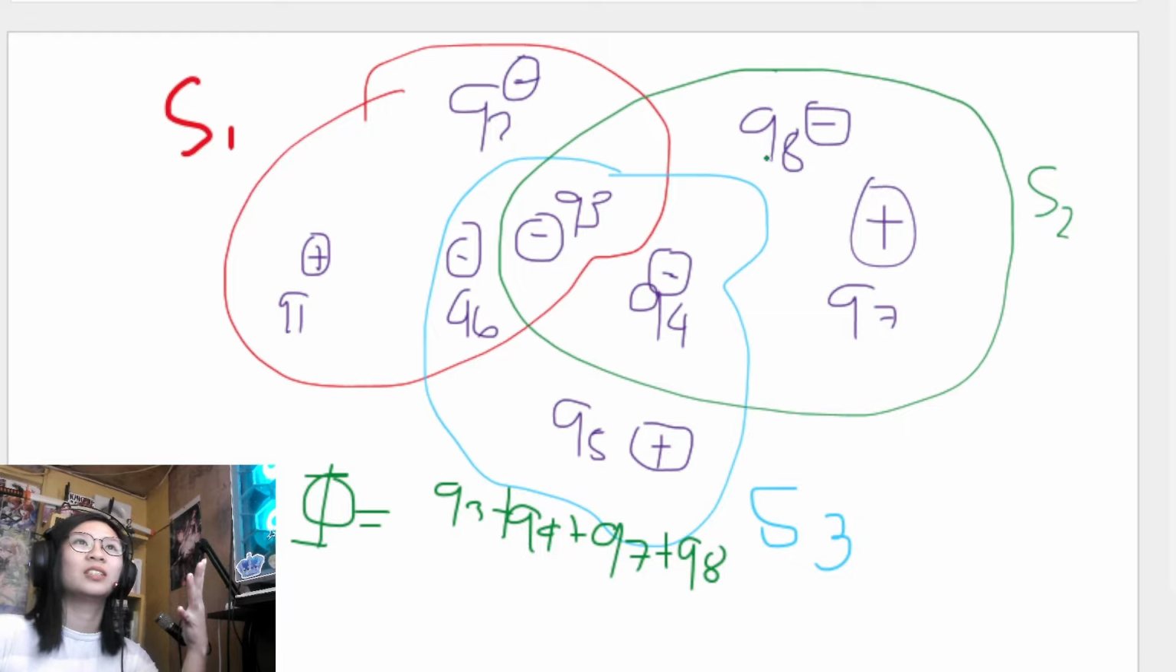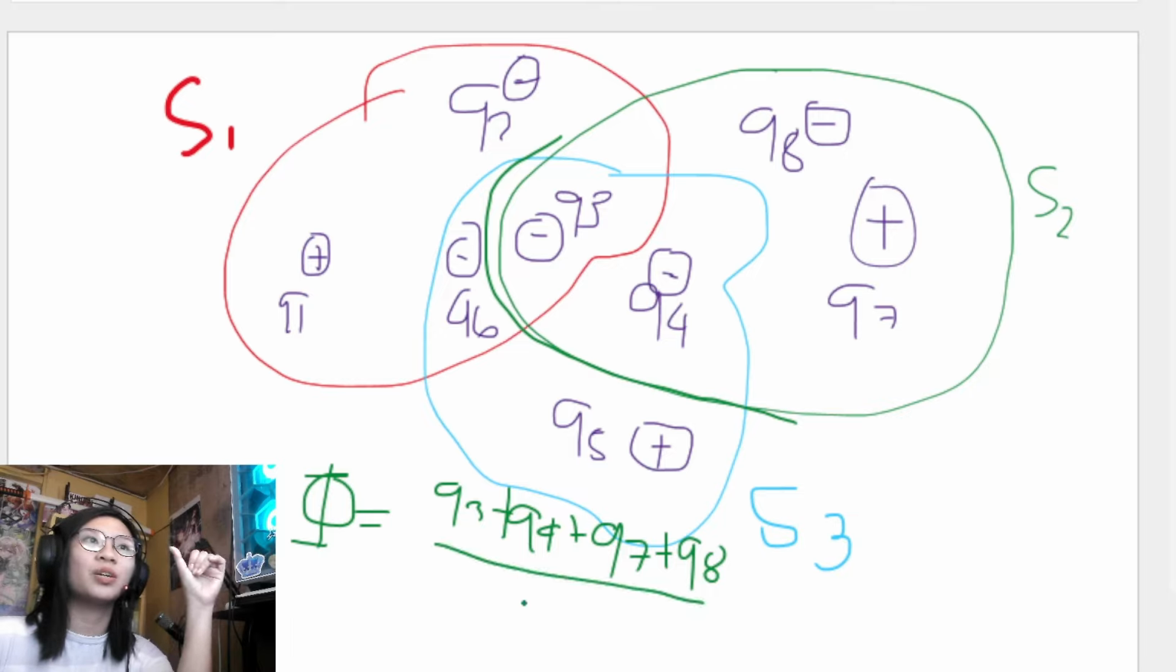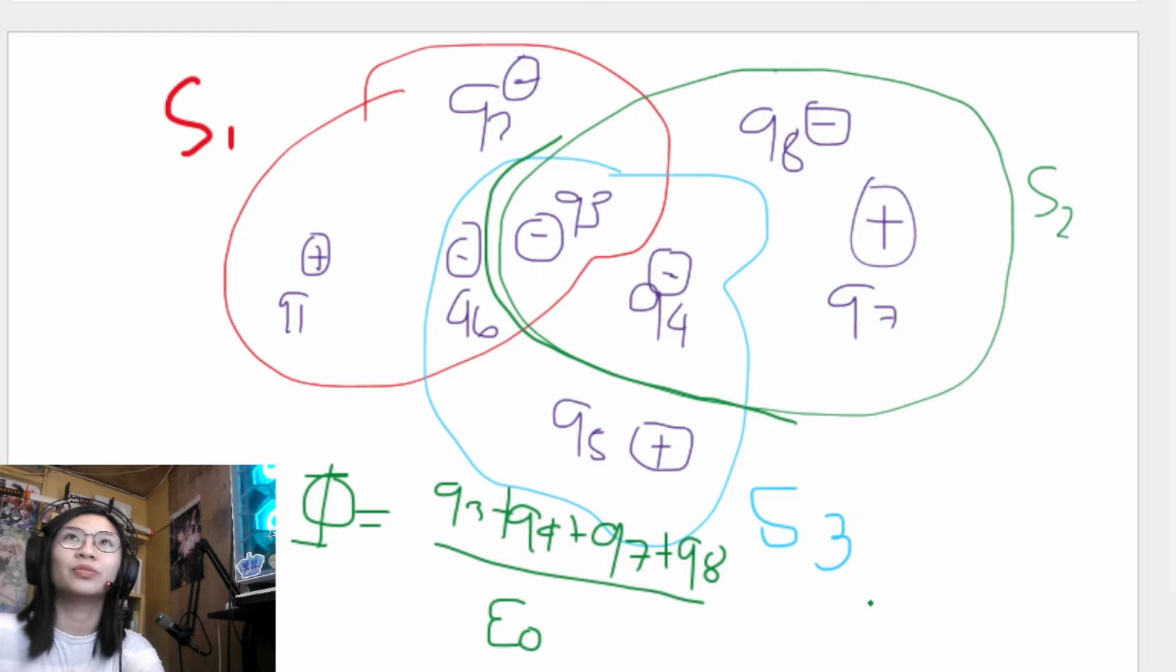Therefore, even though nag-overlap si S3 o si S2 diri kay Q3 and Q4, okay ra. Apil gihapon si Q3 and Q4 kay S2 because of the boundary of S2. Nara siya diri. Okay? So, apil ang mga charges nga bisan nag-overlap na sila. So, that will be Q3 plus Q4 plus Q7 plus Q8 over your epsilon naught. Ana siya pag-solve. You just have to do that.